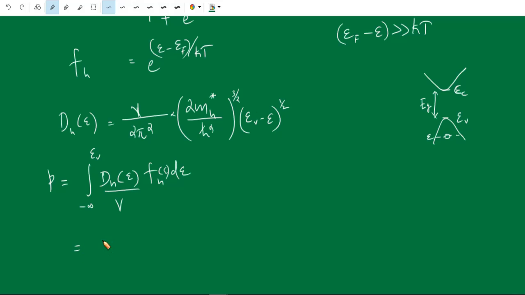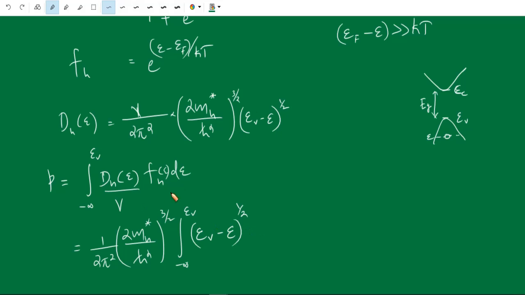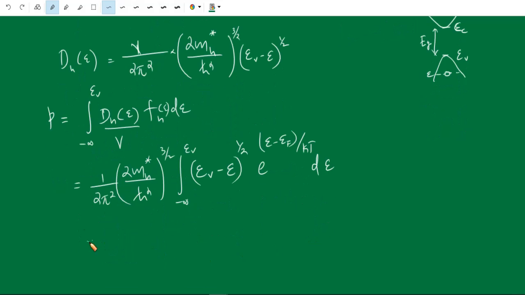So this will be equal to V divided by 2 pi square, divided by V is nothing but 1 by 2 pi square, 2 m_h star by h cross square whole raised to 3 by 2, integral from minus infinity to Ev of (Ev minus E) whole raised to half. fh is given by e raised to (E minus EF) divided by kT into dE. This is given by.